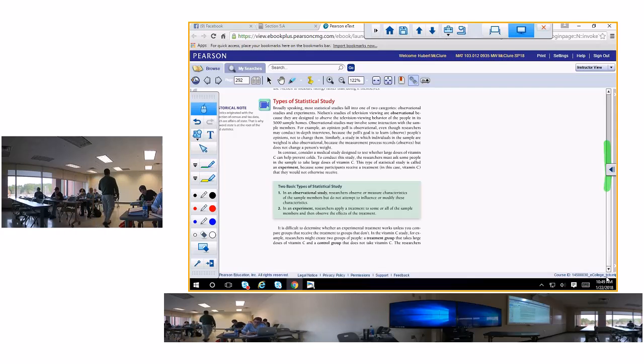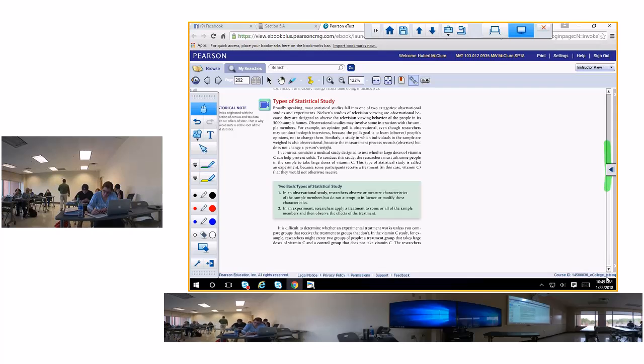That's called an observation. Go out and you count cars, all right? That's an observation. Observation means you do not have any input or output toward the observation or toward the experiment or study.